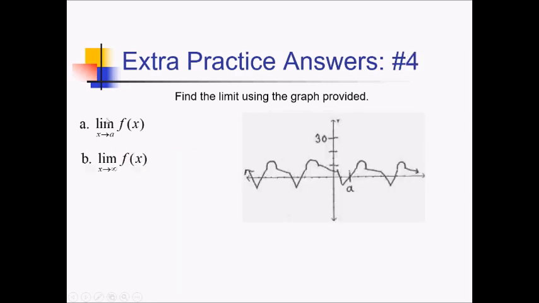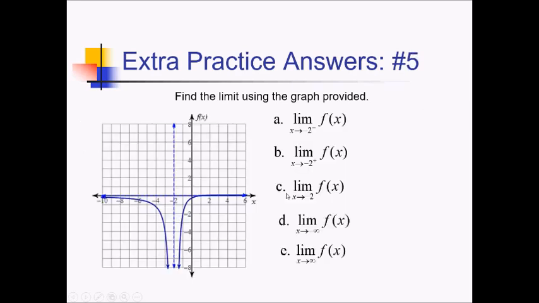As x approaches a on the graph here, from the left side and from the right side, it looks like we're heading towards y equals 0. So 0 would be that limit. And then as x approaches infinity here, well, this graph appears to be cyclical. So if this pattern keeps repeating, we're not going to be approaching any specific number, even though we're not going to infinity. So because of that oscillation, we would say that that limit does not exist.